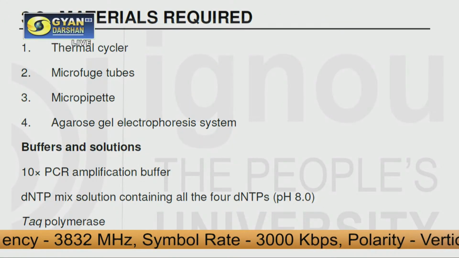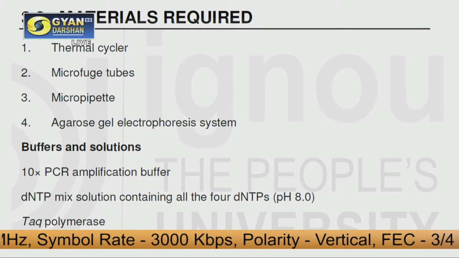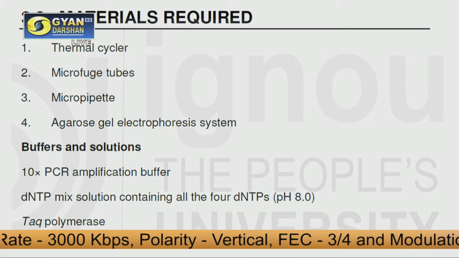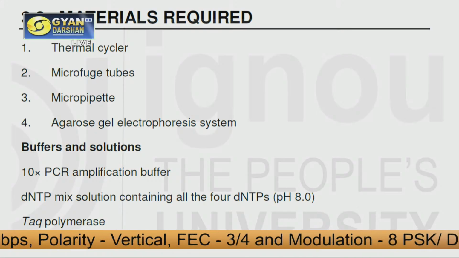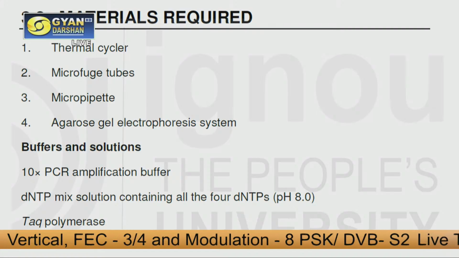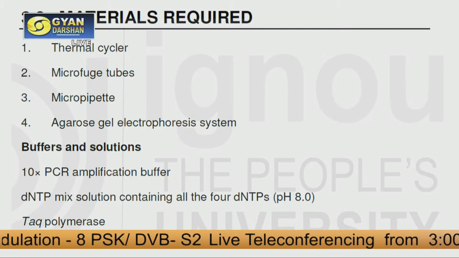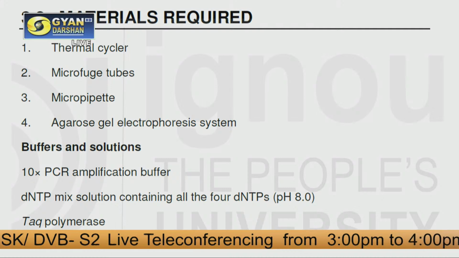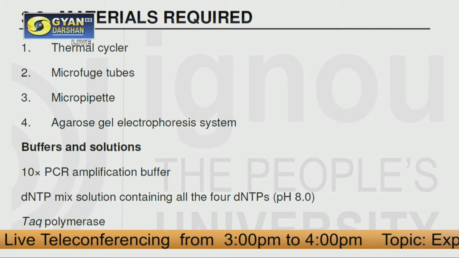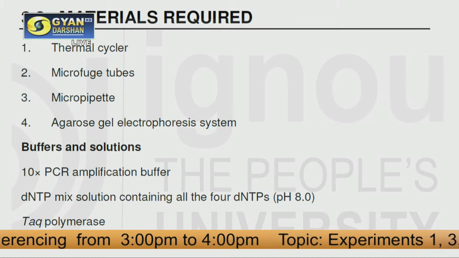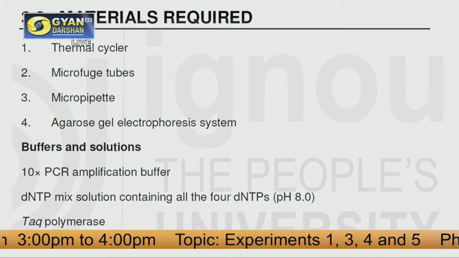So materials required, if we take a quick look: thermal cycler, microfuge tubes, micropipette. Of course, again you have to carry out the agarose gel electrophoresis, which is common because you have to run the gel and see if the DNA or the gene has been amplified or not. Buffers and solutions: 10x PCR amplification buffer, dNTP mix solution containing all the 4 dNTPs, Taq polymerase.